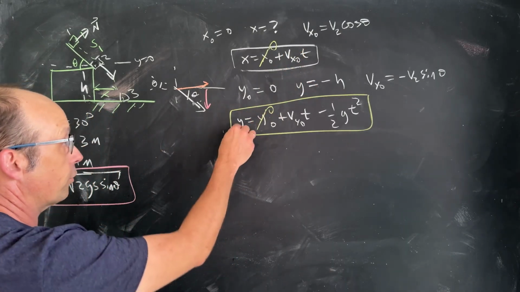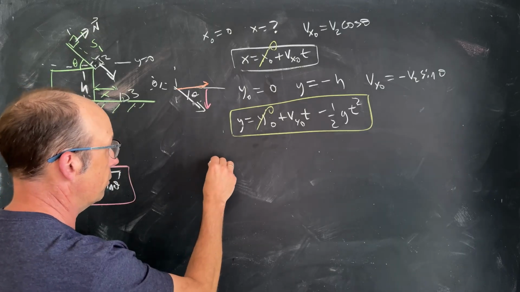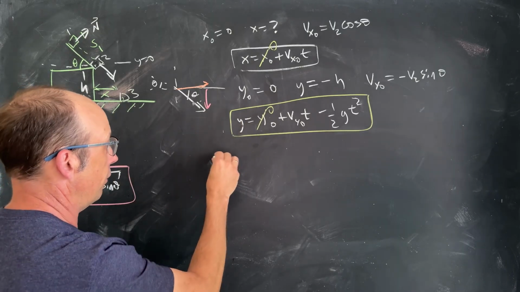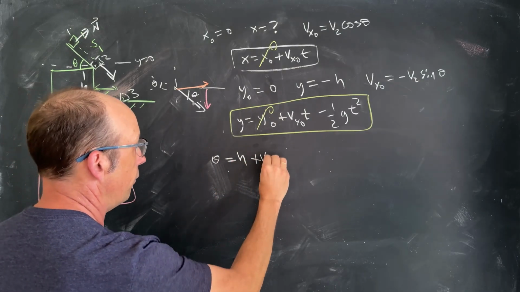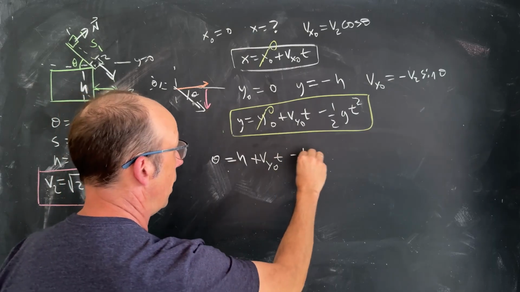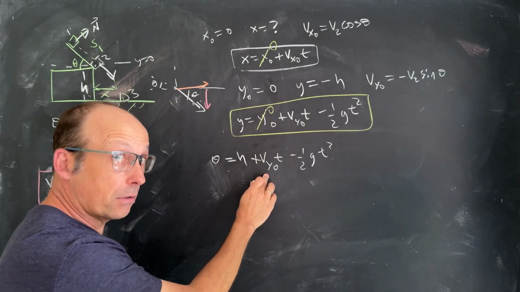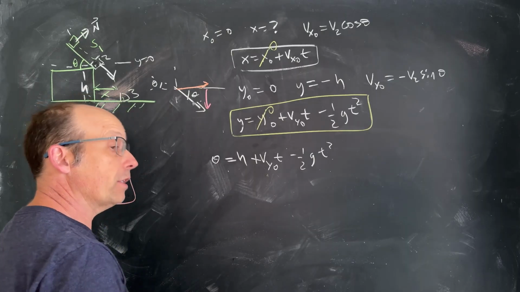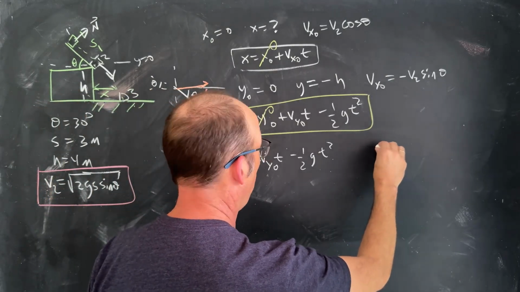So let's rewrite this equation. My final y is negative h, so I can move that to the other side. I get 0 equals h plus, I'm going to leave this as vy0, it's just a number, t minus 1/2 g t squared. That is a negative number, right? But in order to solve this for time, we're going to have to use our quadratic formula.